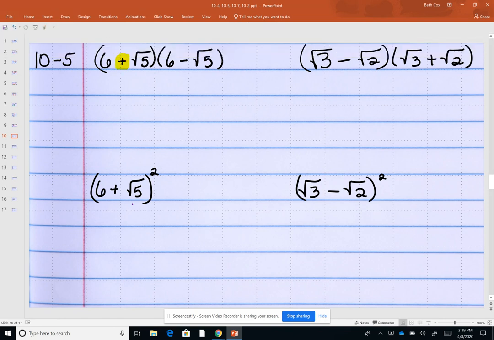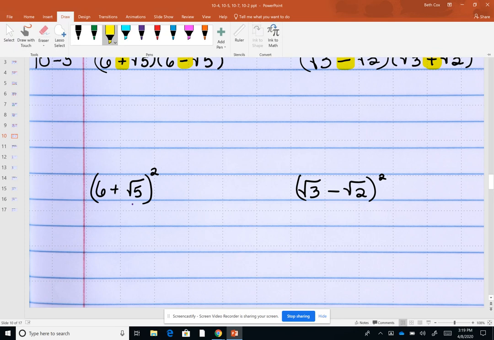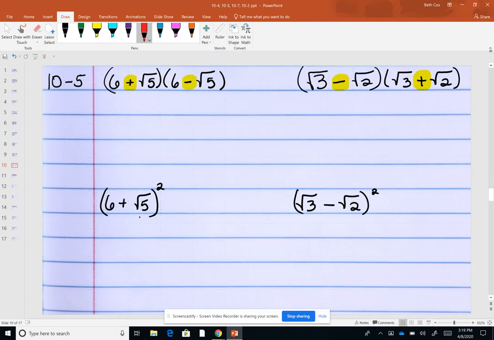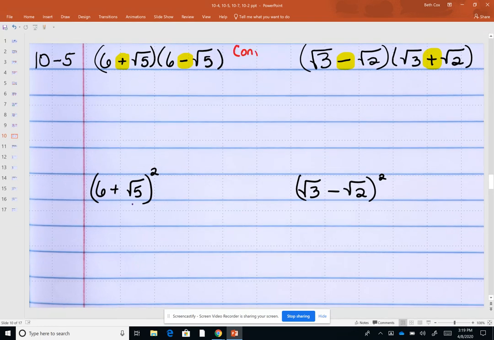This is what we call conjugates, where the numbers are the same. It's just one is plus and one is minus. Same thing happens over here. On these two, we have this idea of conjugates. We've looked at this before, but just to kind of remind you of what it is. This is conjugates. These are conjugates.